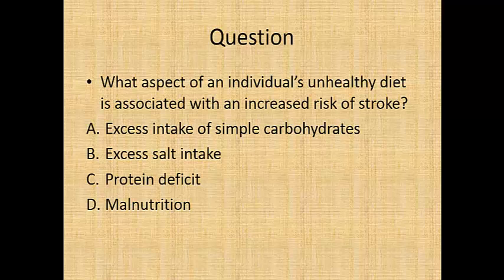All right, so what aspect of an individual's unhealthy diet is associated with an increased risk of stroke? Excess intake of simple carbs, salt, protein deficit, or malnutrition? The answer is an excess of salt intake, and the rationale behind that is that high sodium intake has been identified as a modifiable risk factor for stroke. The other ones are not directly linked to stroke.